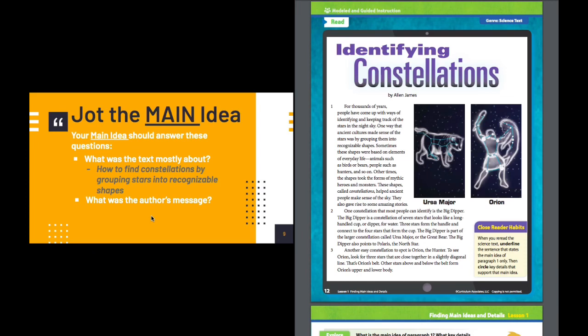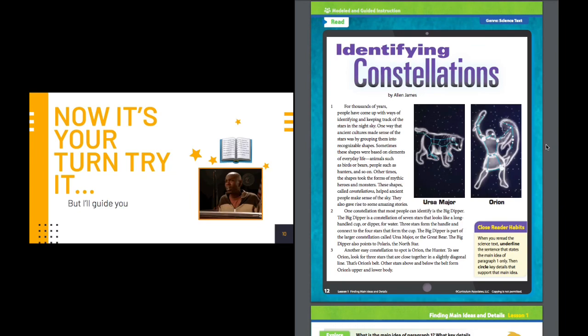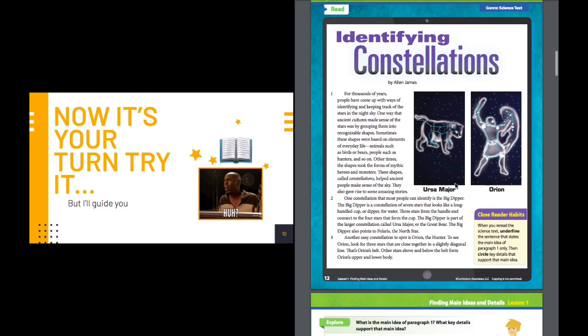So what was the author's message? That there are a lot of different shapes that help us make sense of the sky, like the Big Dipper, right? So that was, like I said, mainly what the text was about. So this is basically my main idea. What I would do is I would put these two things into one sentence. So I would say, the main idea of this text is to tell me how to find constellations by grouping stars into recognizable shapes and how there's a lot of different shapes that help us make sense of the sky, like the Big Dipper. Now you guys are gonna work on this text by yourself.